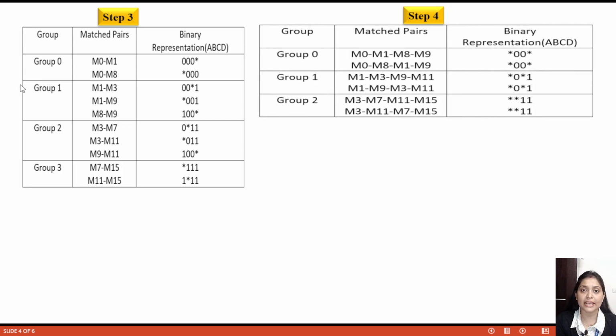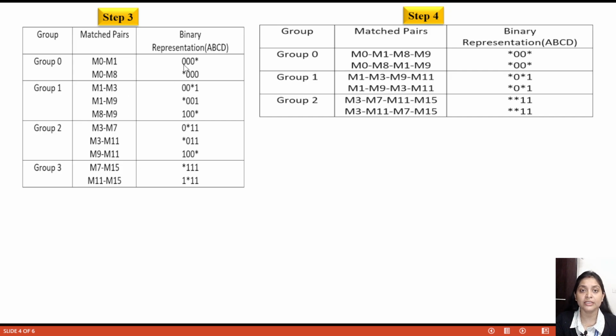Step 4 is again you compare from group 0 to group 1. Again there is a 1 bit change, so you can continue, you can compare the 1 bit change. Until this 1 bit change comparison stops happening, you have to continue this process. So now we will do again group 0. Here again we will compare M0 M1 to M1 M3.